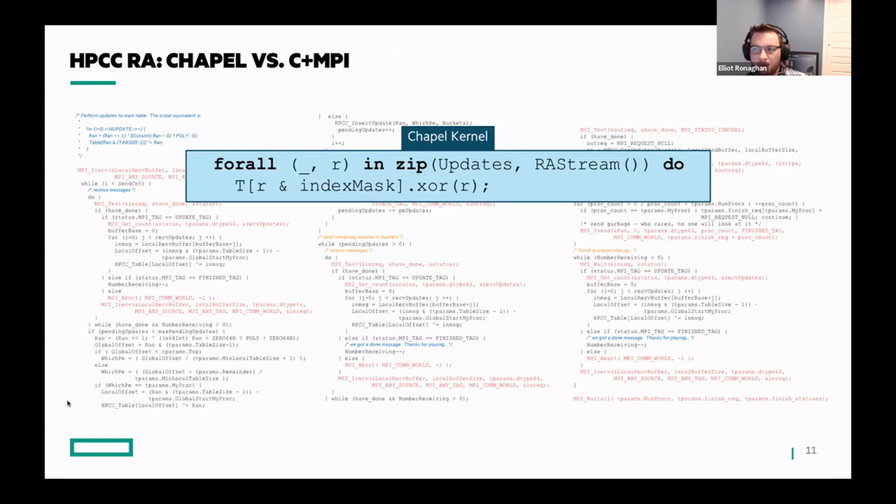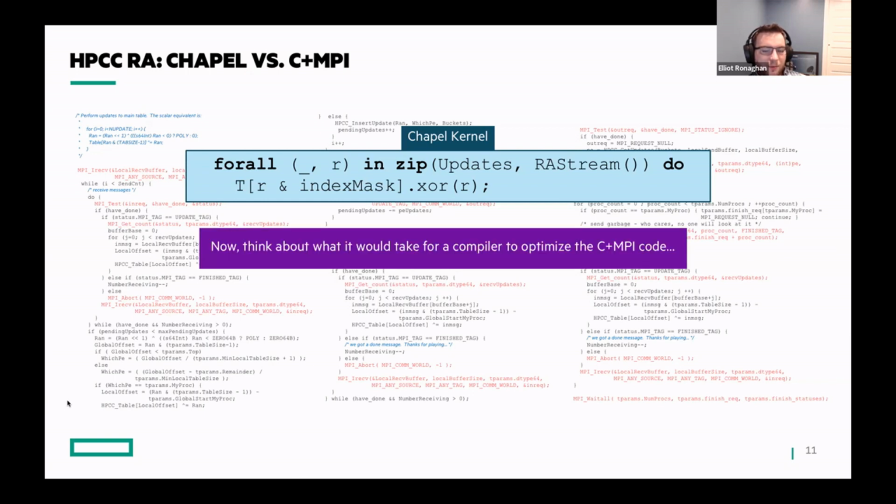Going through this, what I really want to call out is that we had this really high level and productive, if you will, Chapel kernel compared to this pretty dense and explicit MPI code. It's interesting to think about what it would take for a compiler to optimize the MPI code to have competitive performance, and I really don't think that's tenable. So much of the MPI code is describing exactly how to do communication rather than the high level algorithm. It's really hard to imagine that you could write an optimizing compiler to make those transformations.